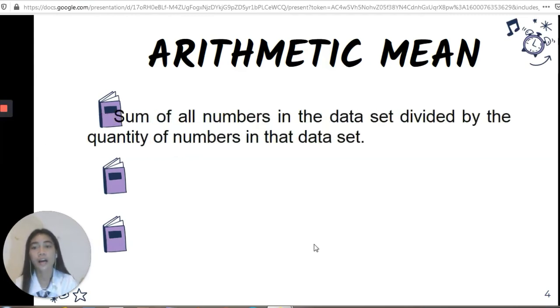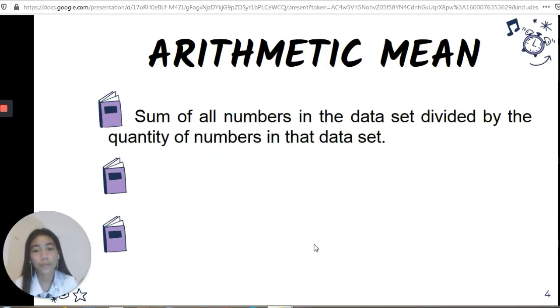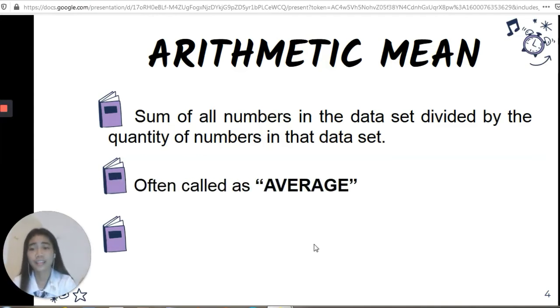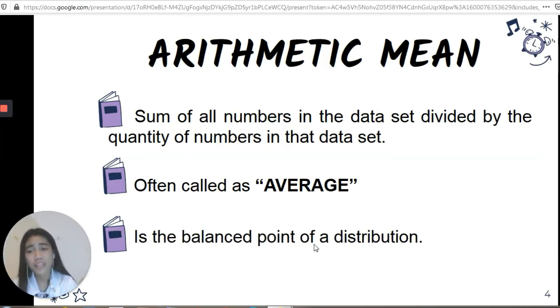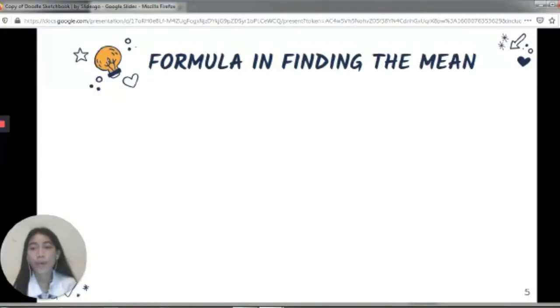Arithmetic mean is the sum of all numbers in the dataset divided by the quantity of numbers in that dataset. It is also often called the average. Arithmetic mean is the balance point of a distribution. There are two ways of finding the arithmetic mean.